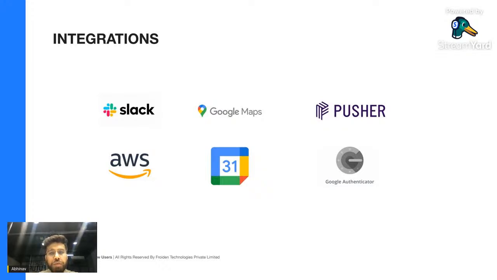Pusher is used for the live updation of the task board and messages, so that in real time you can get those messages and update the task board. AWS is used for the storage. So we have an option, you can configure AWS S3 if you want to upload all the documents directly to your AWS. Google Calendar is used to link your tasks and projects, invoices, and details directly to your Google Calendar. And the last one is the Google Authenticator, which we are using for the two-factor authentication.